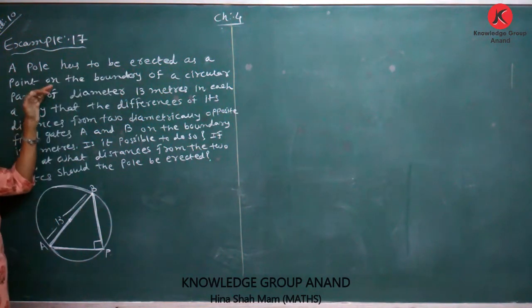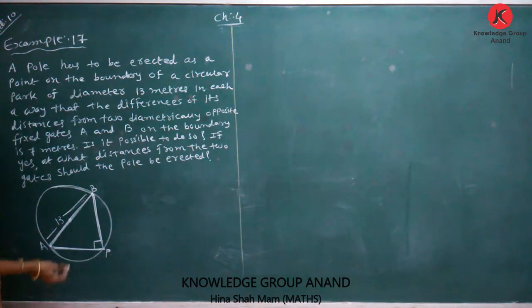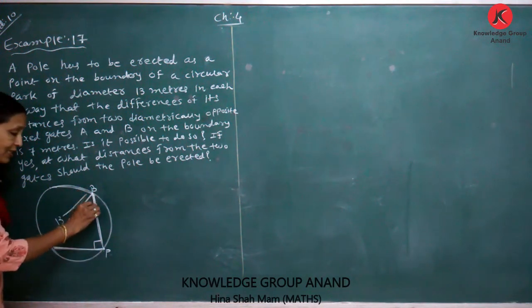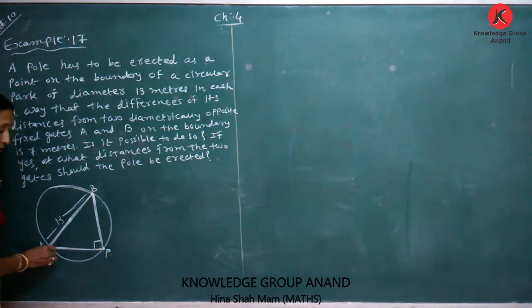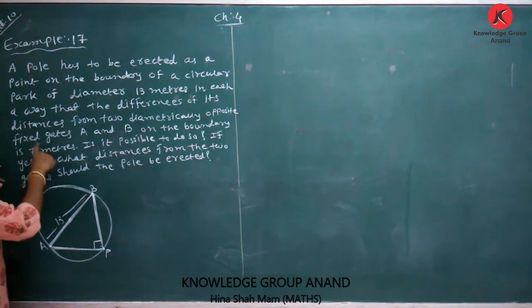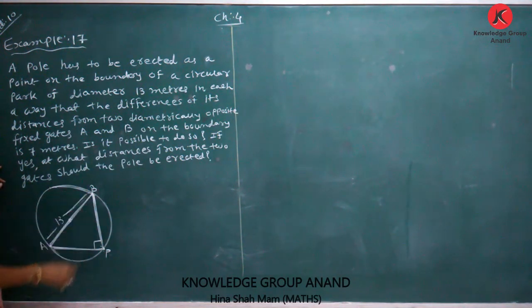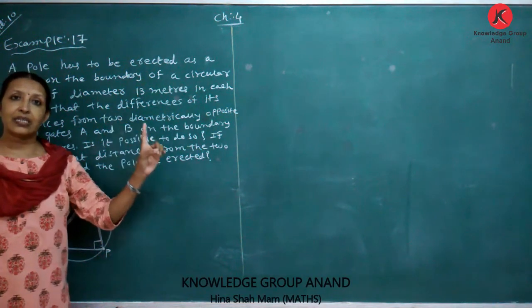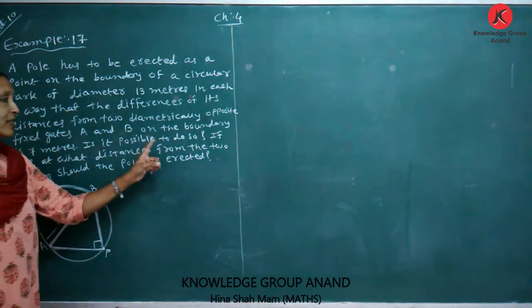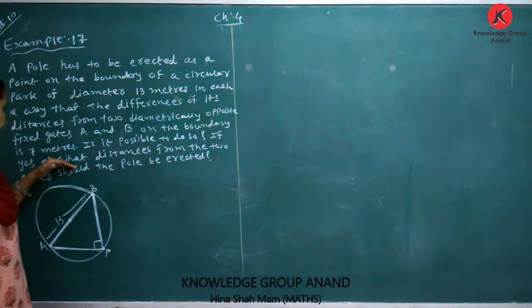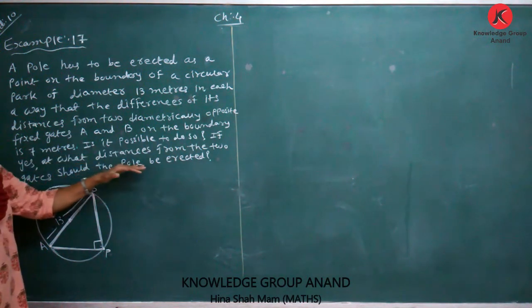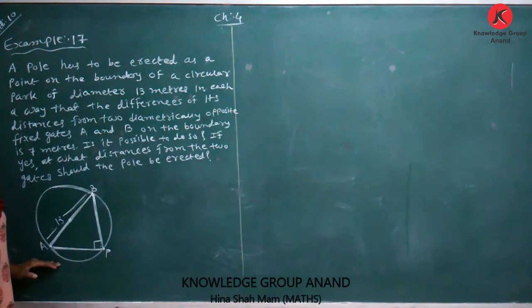A pole has to be erected at a point on the boundary. Suppose the pole is here, at P. The difference of the distances of the pole from the two diametrically opposite fixed gates A and B is 7 meters. Is it possible to do so? Then we find the discriminant. If the discriminant is not less than 0, it is possible. If yes, at what distance from the two gates should the pole be erected? Find BP and AP.